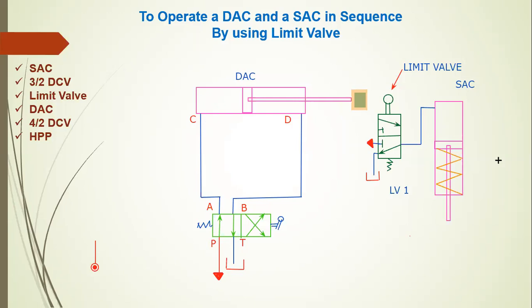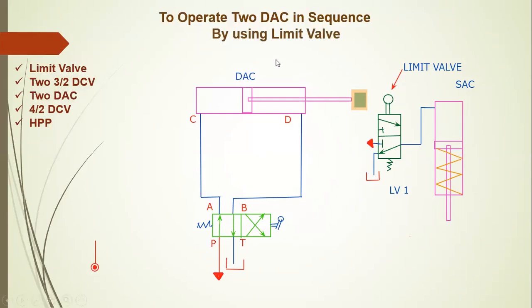Next hydraulic circuit drawing is to operate two DAC in sequence. Here we operated one DAC and one SAC in a sequence. The next drawing shows how to operate two DAC in a sequence by using limiting valves. So we can modify this diagram to use 2 DAC, so we have to remove this portion, meaning it looks like a double acting cylinder.